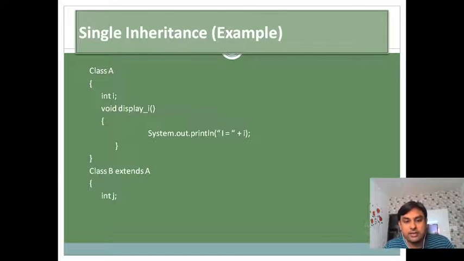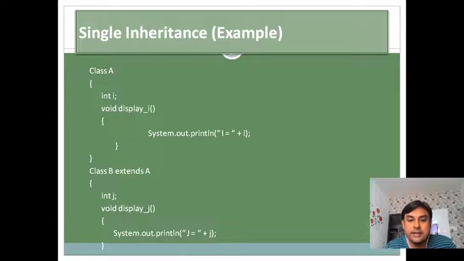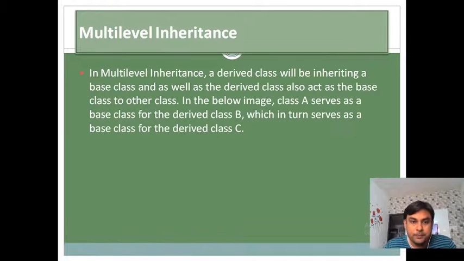So class B has an integer j and a displayJ method. Here class B has its own members as well as the members it has derived from class A. In total, class B has its own two members and two members derived from class A, so altogether class B has four members, two variables and two methods. So this was single inheritance.